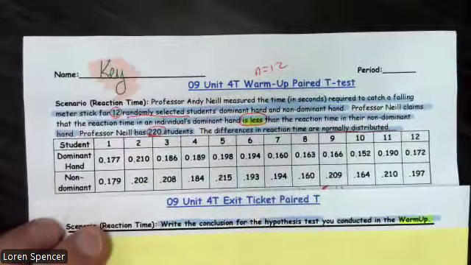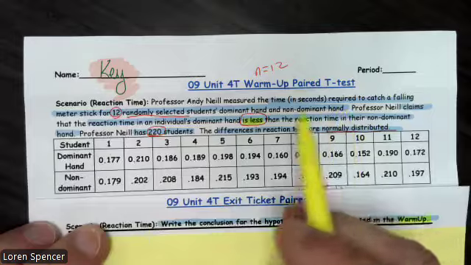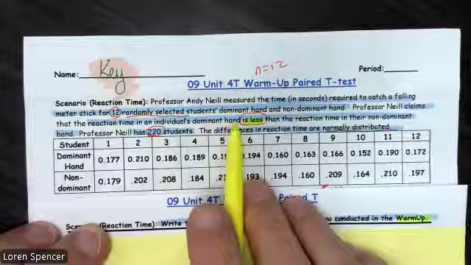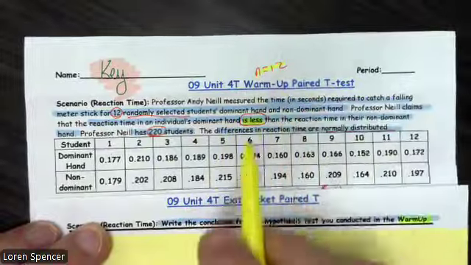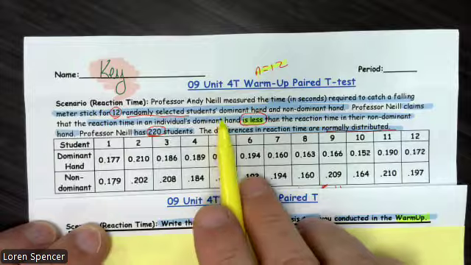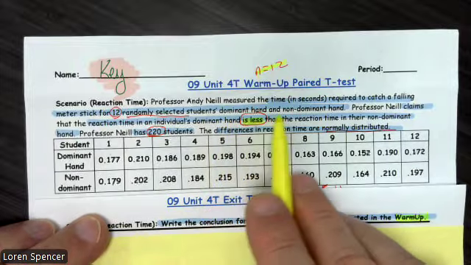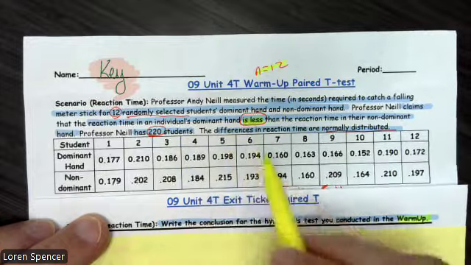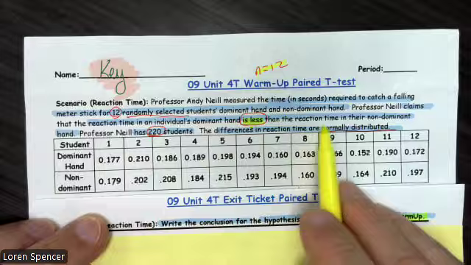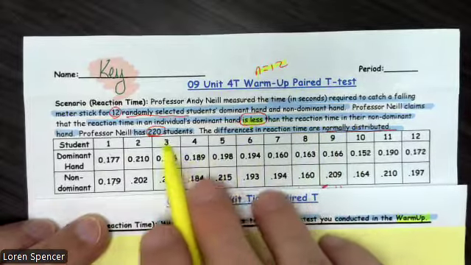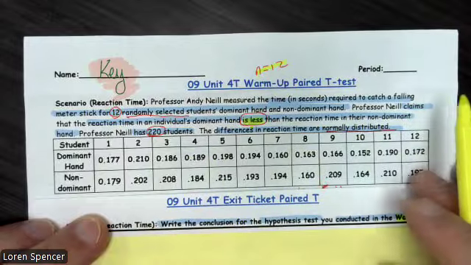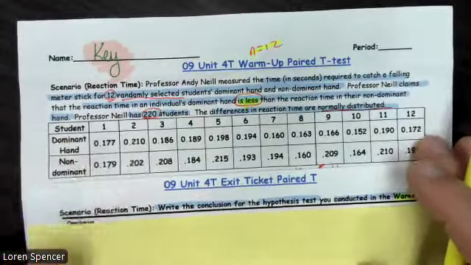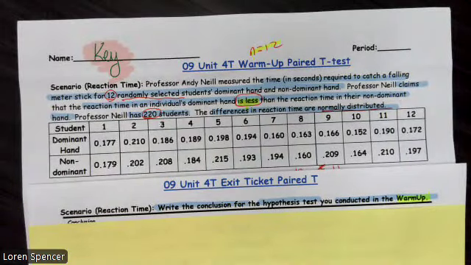Professor Neal measured the time in seconds required to catch a falling meter stick for 12 randomly selected students. There's our sample size of 12. Each student used their dominant hand and non-dominant hand. Professor Neal claims the reaction time in an individual's dominant hand is less than the reaction time in their non-dominant hand. Professor Neal has 220 students, which is our population size, and the differences are normally distributed, which is important because that's our condition 3 for normality. So we're supposed to write our conclusion.